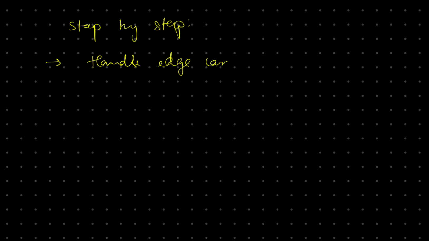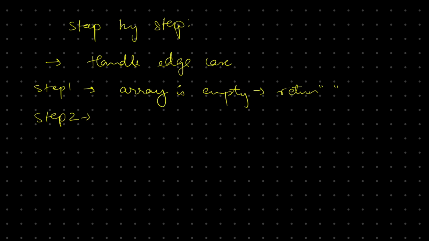Now let's do a step-by-step approach. Step 1, we handle an edge case: if the array is empty, then we return an empty string. Step 2, we take the first string and its first character, and then we compare it with all other strings against this first character.